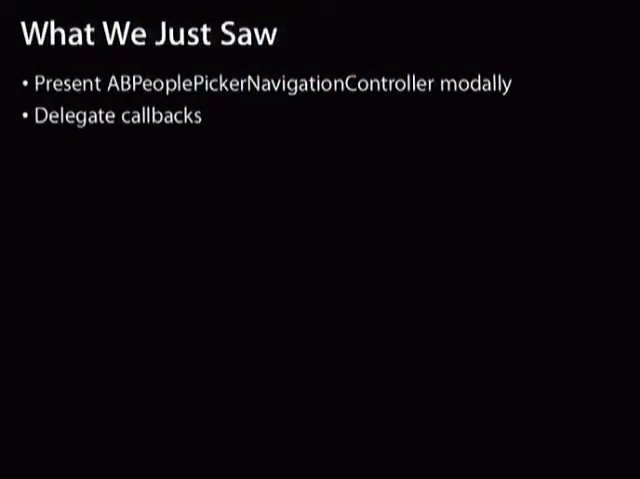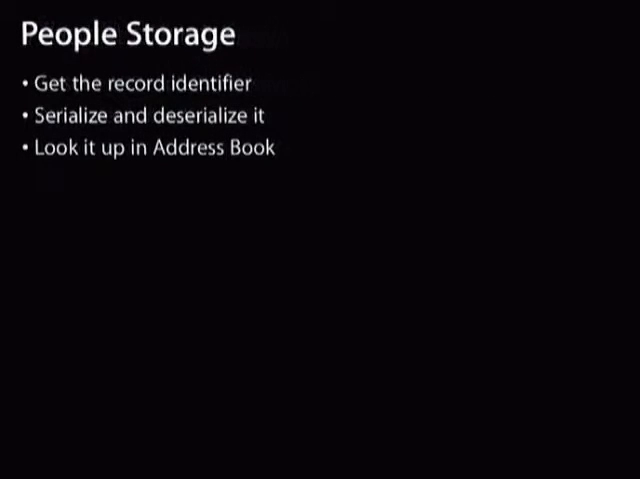All right. So again, we just saw present the people picker modally, and then implement delegate callbacks. The cancel, the selection of a person, selection of an actual individual property. A couple more things I wanted to mention briefly. Storing people. In order to store people, how do you actually store it in your own database?